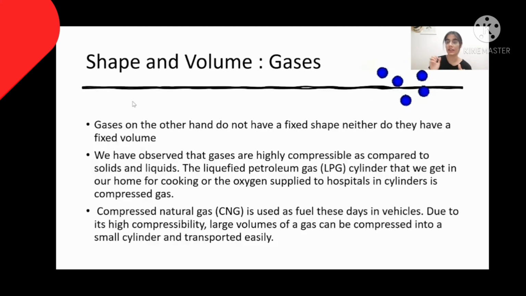They can keep rotating, they can keep moving and have tons of different properties that will help them be either compressible or flexible, and since they can easily flow, they are also fluids. Gases are highly compressible due to this one property, that gases have a lot of space in between them. LPG gas that we get in our home for cooking, or the oxygen that is supplied to hospitals, the gas cylinders have compressed gas inside. Or even CNG, compressed natural gas, is used as a fuel in vehicles. It is due to the high compressibility that large volumes of gas can be compressed into a small cylinder and it can be transported very easily.